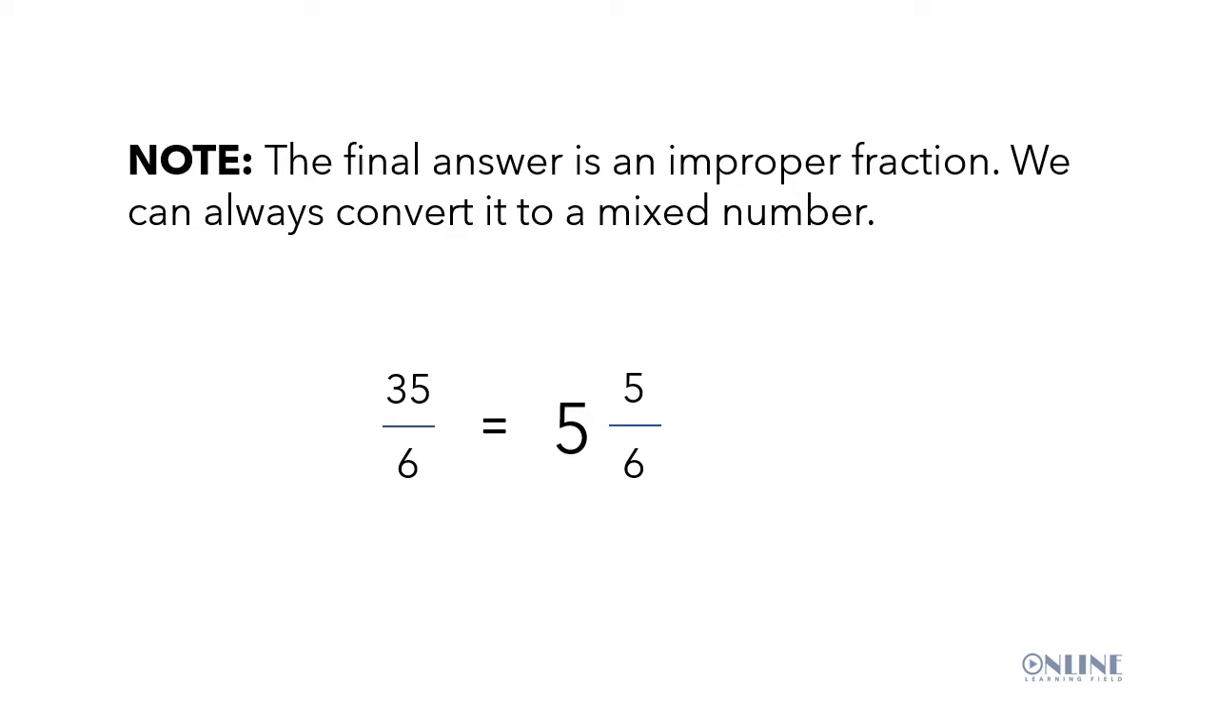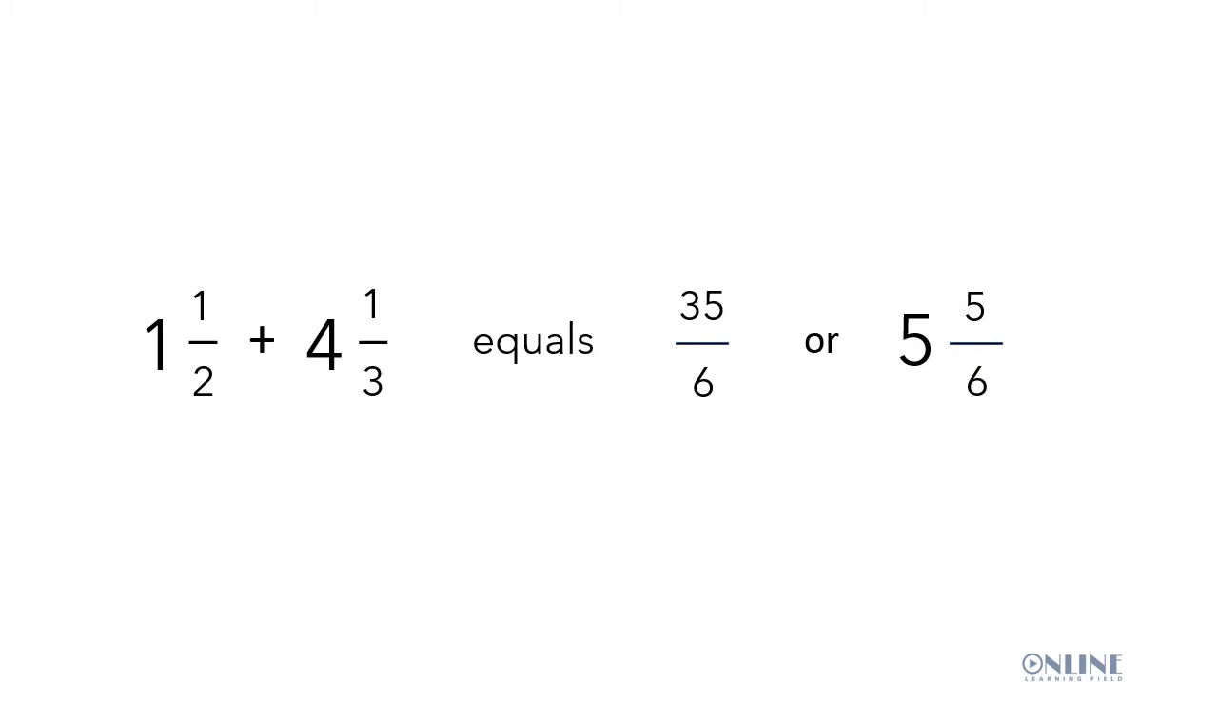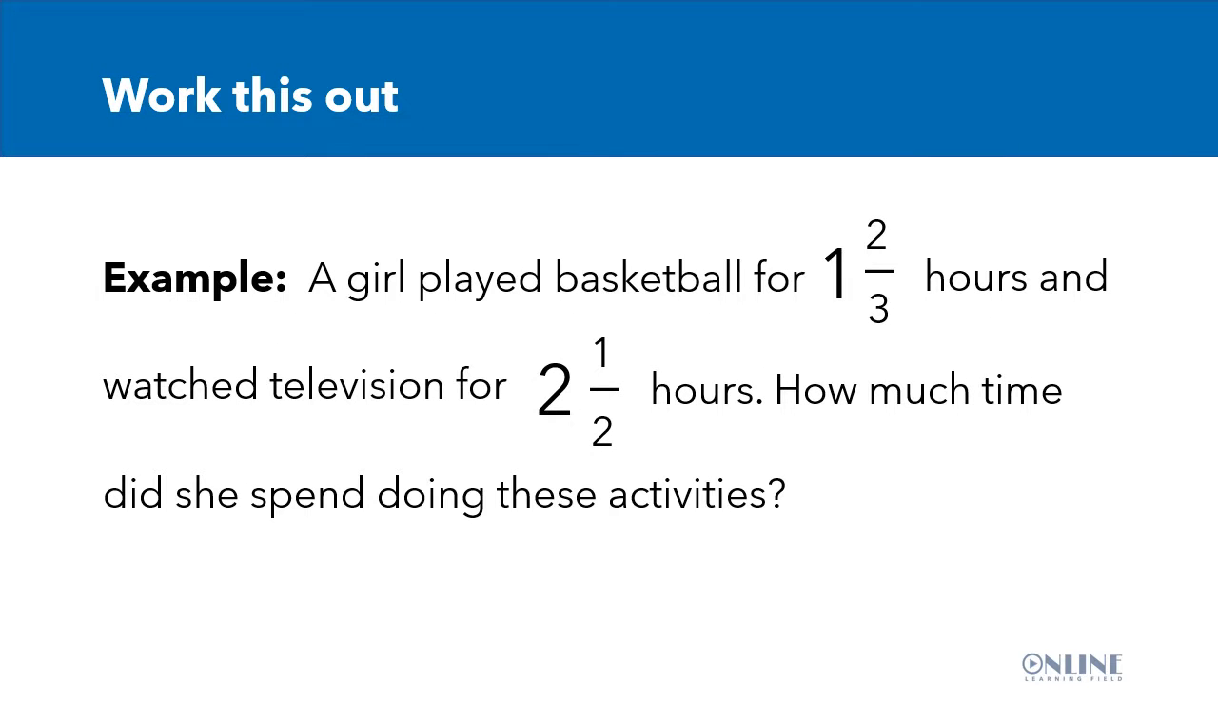The final answer is an improper fraction. We can always convert it to a mixed number. Therefore, the sum of 1 1/2 and 4 1/3 equals 35/6 or 5 5/6. In this final example, a girl played basketball for 1 2/3 hours and then watched television for 2.5 hours.